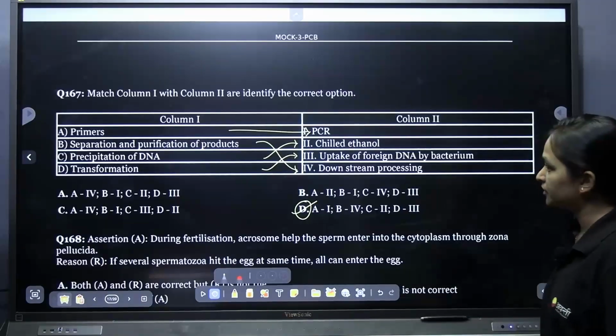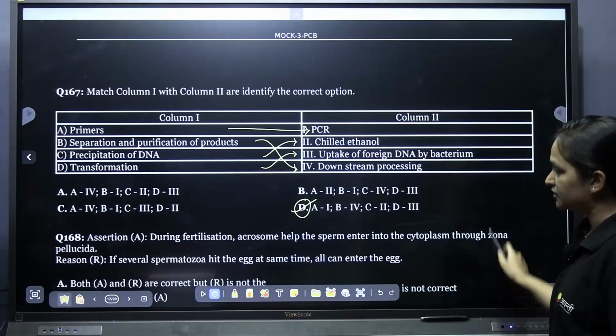Easy. With the first match we can get the answer, that is D for Delhi is the correct answer.